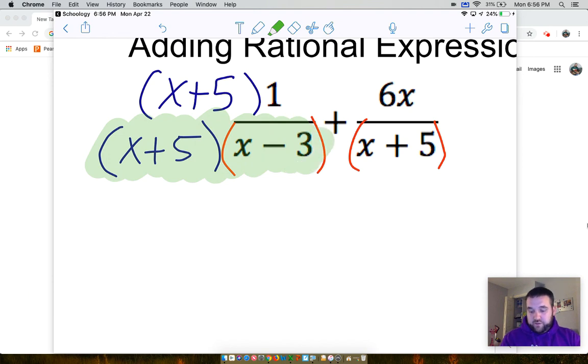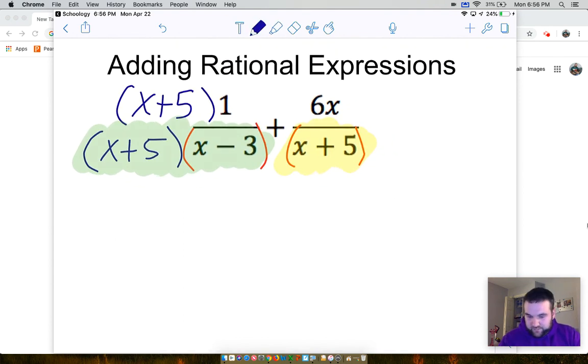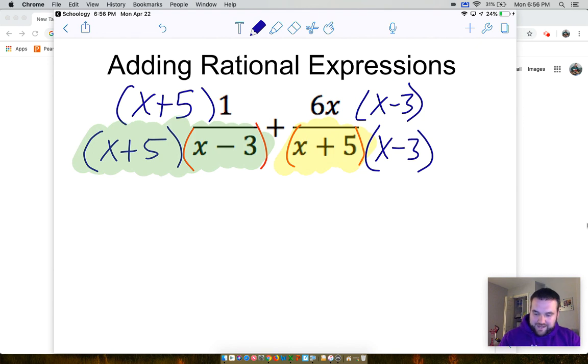Do my denominators match? Clearly they don't, because all I have over here is x plus 5. Well, that's fine. All I'm missing is the x minus 3. So I'm going to multiply x minus 3 to top and bottom. And now we see that, hey, look at that. Even though they're not written in the same order, I have identical denominators for both fractions.